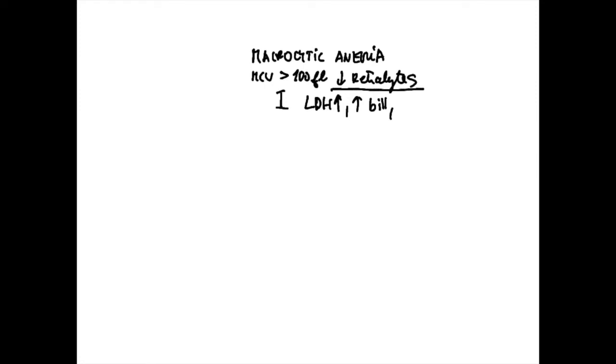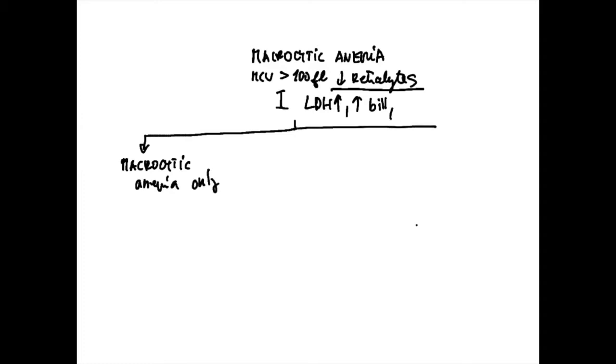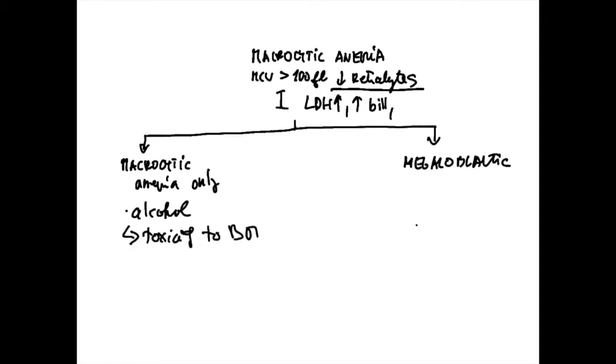Okay. And how do we divide macrocytic anemias? Well, we could divide it into macrocytic anemia only, and megaloblastic macrocytic. And the most important cause of only macrocytic anemia is alcohol. In this case, alcohol is directly toxic to the bone marrow. So toxicity to bone marrow.